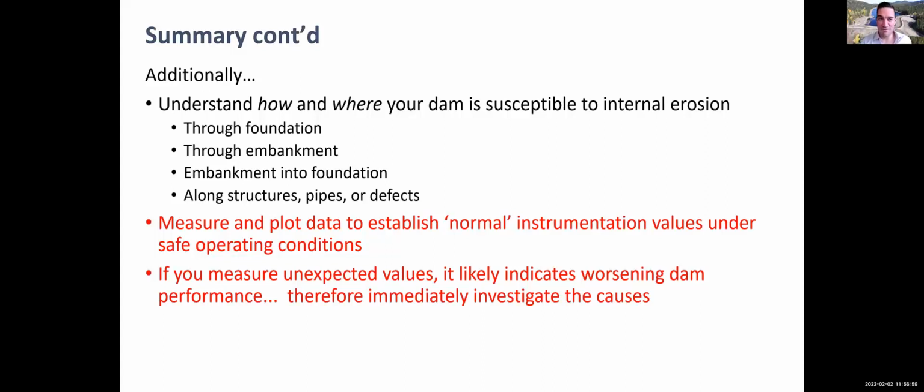Sometimes when you start out for the first time, you don't know if they're safe operating conditions yet, but typically you don't want to see a change in the trend, right? I mean, it's up and down with the reservoir, but you don't want the condition to be changing over time. And even if it is already outside of a safe operating condition or normal, you'll typically see changing conditions. So if you measure unexpected values, it is likely indicating worsening dam performance. Therefore, immediately investigate the causes. And that's really the takeaway.